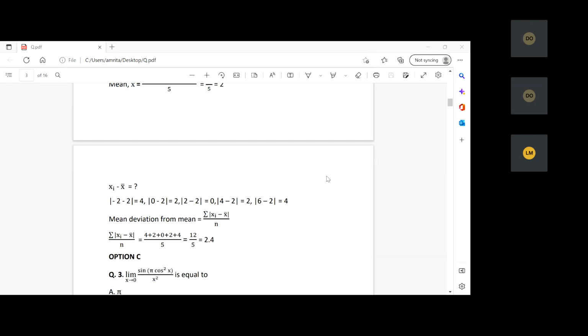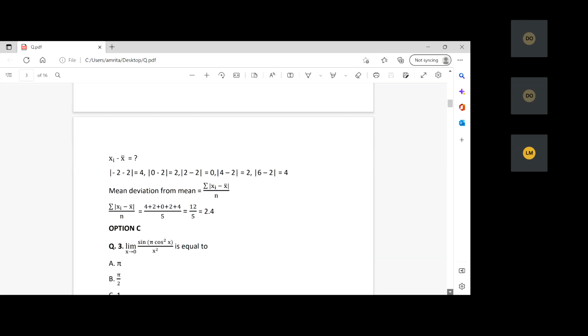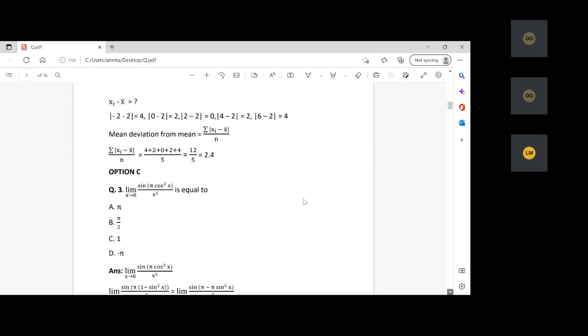Just try to find out the difference between the mean and the mean deviation. If we want to discuss this question once again, we'll be discussing it towards the end of the session. Now I think I have this next question.